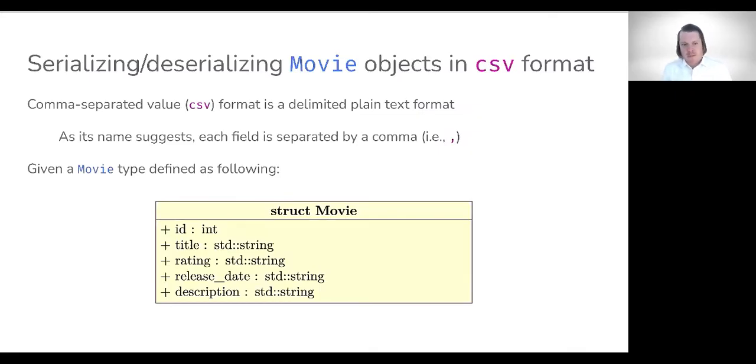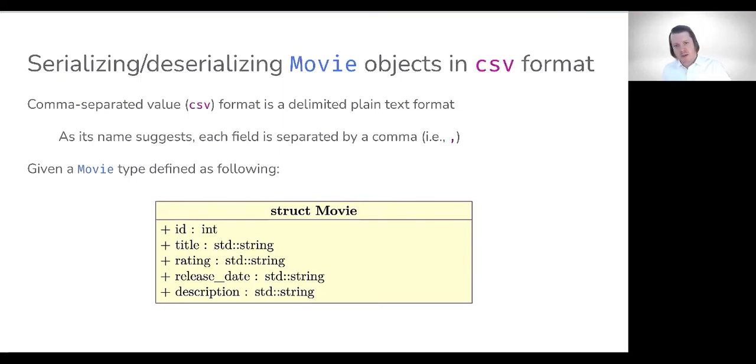So in this example, we're going to be talking about serializing and deserializing movie objects to and from the CSV format. So recall that a comma-separated value CSV format is simply a delineated plain text format where there is exactly one record per line, with each field on a respective line being delimited by a comma.